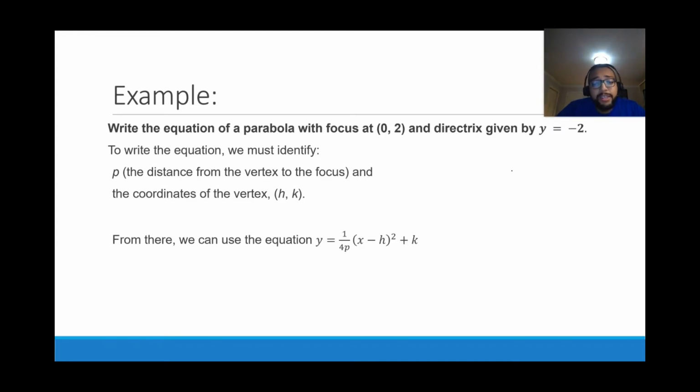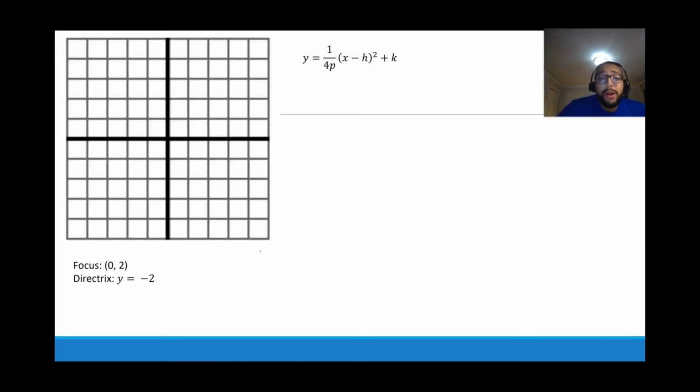So again, the equation is y equals 1 over 4p (x minus h) squared plus k. Let's try to work this one out. We have a focus of (0, 2) and a directrix of y equals negative 2. Let's plot that on our little graph here. The focus is a point, so let's go to our point (0, 2). Now let's go to our directrix.